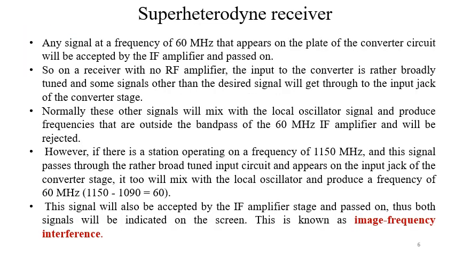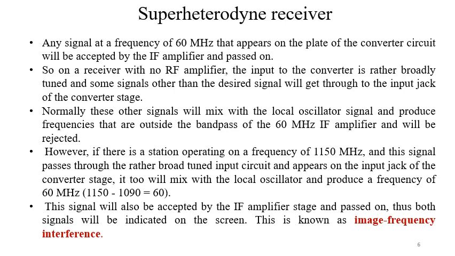Now, any signal at a frequency of 60 MHz that appears on the plate of the converter circuit will be accepted by the IF amplifier and passed on. So, on a receiver with no RF amplifier, the input to the converter is rather broadly tuned, and some signals other than the desired signals will get through to the input jack of the converter stage. Normally, these other signals will mix with the local oscillator signal and produce frequencies that are outside the bandpass of the 60 MHz IF amplifier and will be rejected.